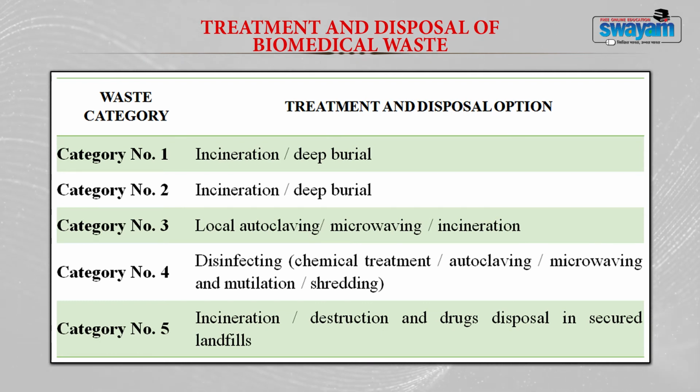Likewise, for category 3, the general treatment methods suggested are local autoclaving, microwaving and incineration. Now, what is third category waste? A third category waste is nothing but microbiology and biotechnological waste. Now, category 4: disinfection, like chemical treatment with disinfectants, any sort of disinfection you can use. You can also use autoclaving, microwaving and mutilation or shredding. These can be used for category 4 waste. Category 4 is waste sharps.